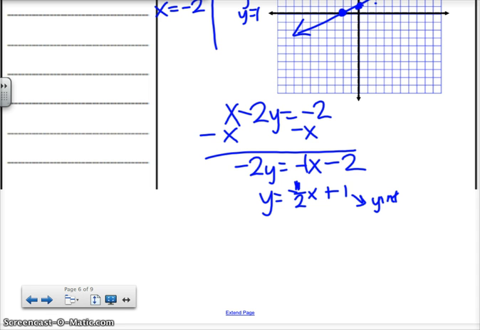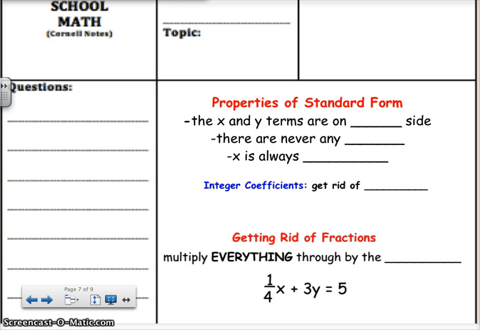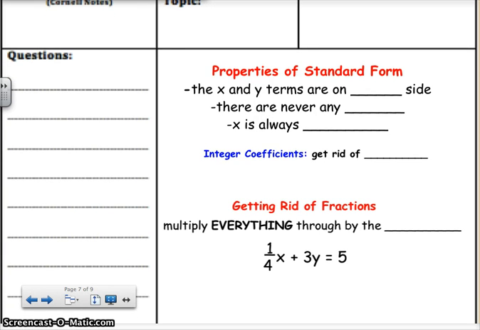Okay? All right. Next, we need to learn the properties of standard form. Everybody should be on this page in their notes. Standard form is ax plus by equals c. The x and y terms are always on the left side. If they're not, you need to move them. There are never any negatives at first. You should always start out positive.